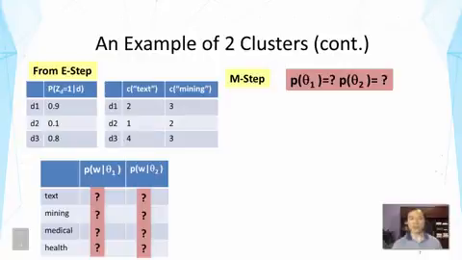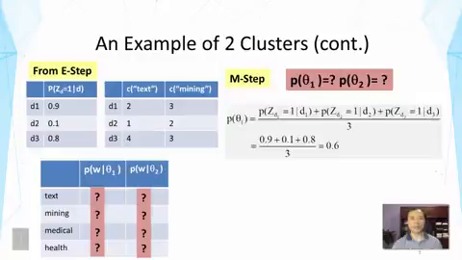Let's first look at the P of theta 1 and P of theta 2. How do we estimate that? Intuitively, you can just pool together these Z probabilities from the E step. If all these documents are more likely from theta 1, then we intuitively would give a high probability to theta 1. So we can just take the average of these probabilities that you see here, and we obtain 0.6 for theta 1. So theta 1 is more likely than theta 2, and the probability of theta 2 would naturally be 0.4.